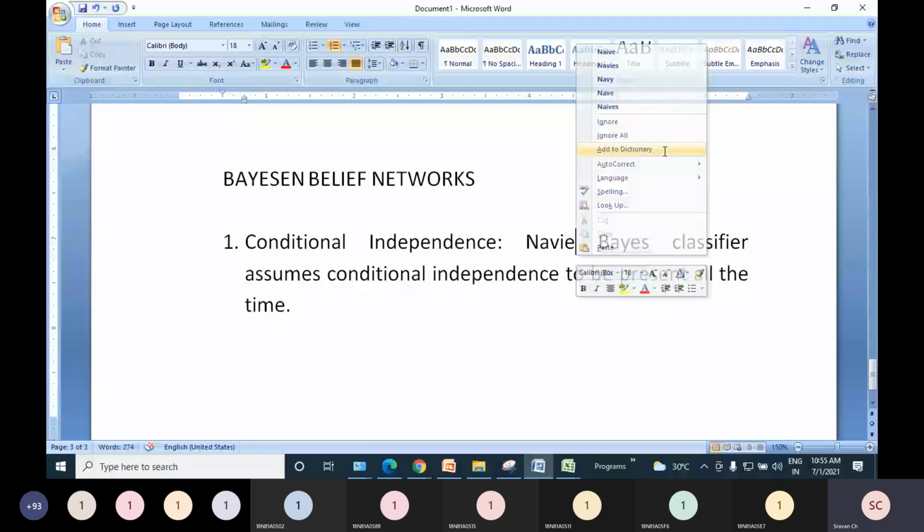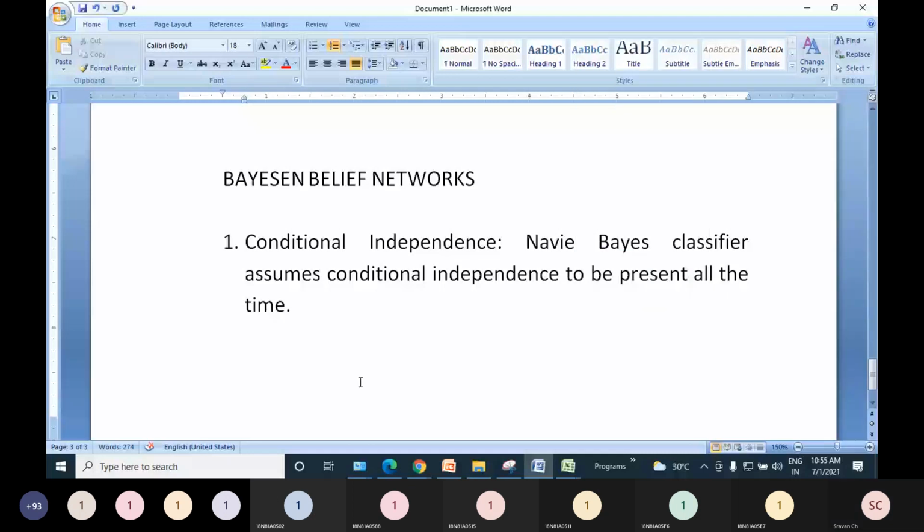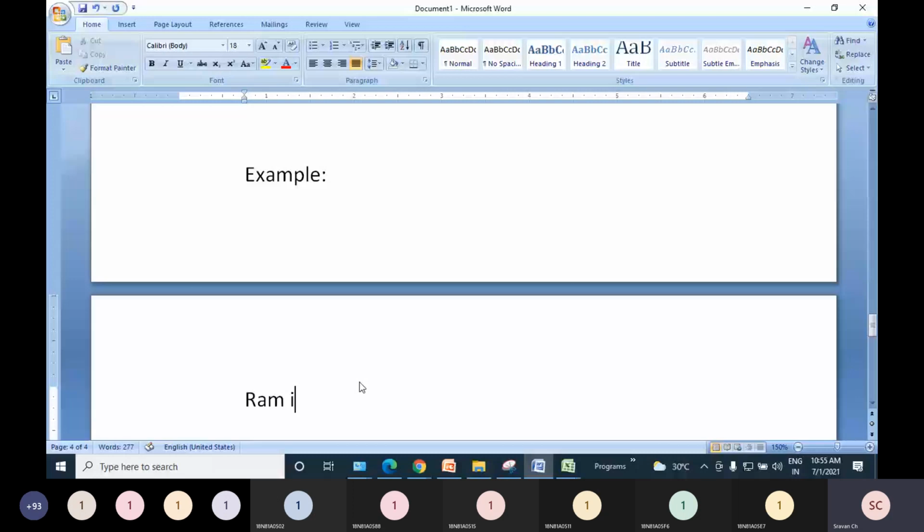I'll give you an example. Please observe this example carefully. "Ram sir, are you coming tomorrow?" Suppose this is one message which I got from one of my colleagues or one of my subordinates. So he says, "Ram sir," right?